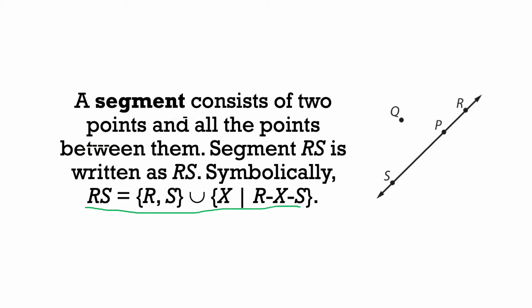Especially if you don't understand what it means, but it basically means that the segment RS consists of these two elements, R and S, in union with X, such that X is between R and S. Okay, so it starts here and it ends here. And the way that we denote this is just the line on top. There are no arrows. It starts and it finishes.